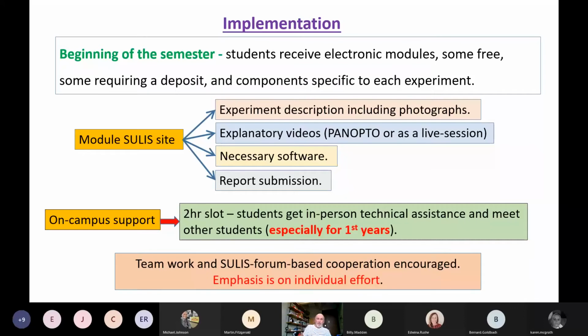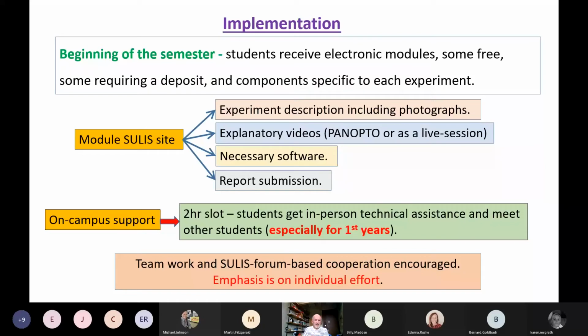And then each experiment to be carried out, at different particular times during the module delivery, is backed up by a comprehensive SULIS site for the module. On the SULIS site, we have the experimental description, including photographs, explanatory videos if need be, and links to the necessary software, which is all freeware. Students also submit the reports online and get feedback online from those reports. So the SULIS capability is very good in terms of supporting the offline experimental work.